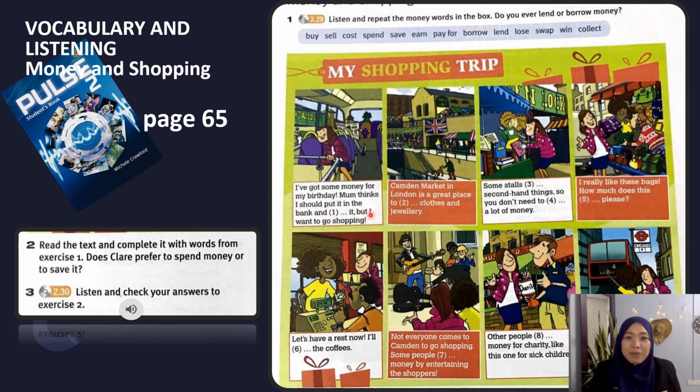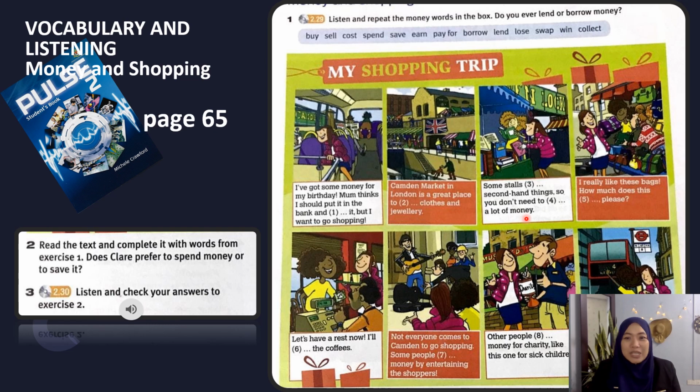I've got some money for my birthday. Mom thinks I should put it in the bank and save it. But I want to go shopping. Yeah, she should save, but she wants to go shopping. Okay, Camden Market in London is a great place to... What was the words used just now? Buy clothes and jewelry. Exactly.